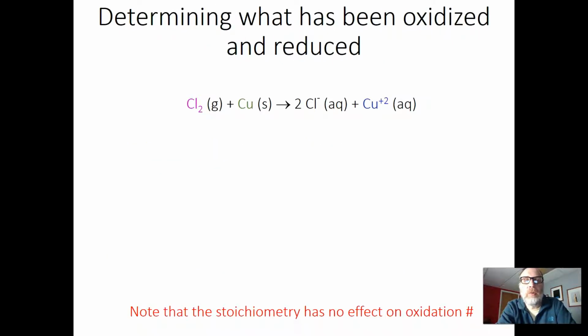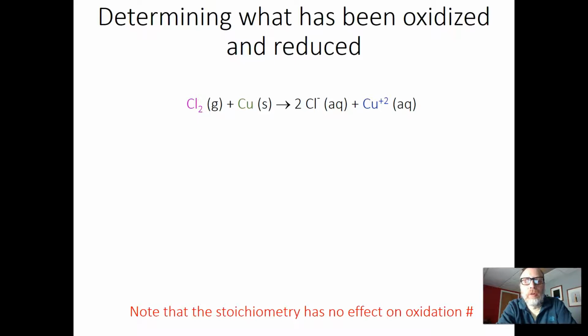So the equation that we were looking at before is this reaction of chlorine gas with copper, and we said the chlorine gas was reduced to produce chloride ion, and the copper was oxidized to produce copper 2 ion. What I did to determine that was figure out what the oxidation numbers were of each of the elements in each of the compounds, and then determine which ones changed.